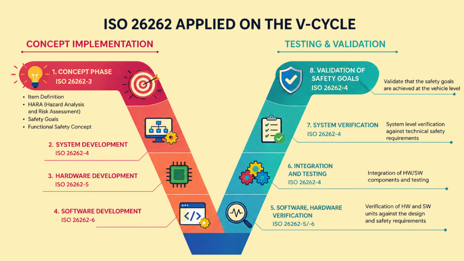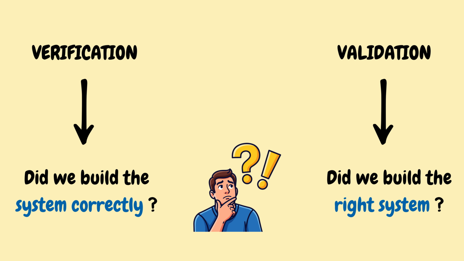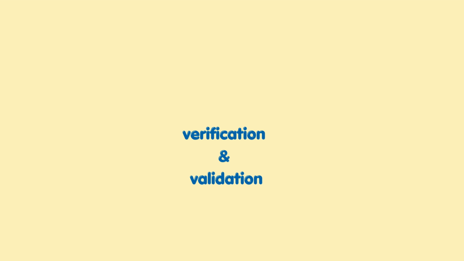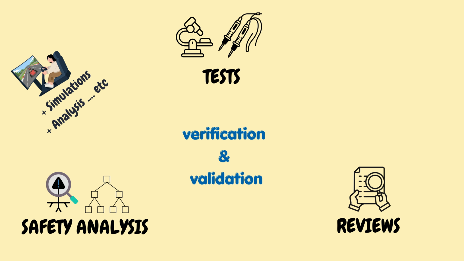But defining and implementing requirements is not enough. We also need to ensure that everything works as expected. This is where verification and validation come into play. Verification answers the question, did we build the system correctly? while validation answers, did we build the right system? To do this, engineers perform tests, reviews, and safety analyses throughout the entire development process.